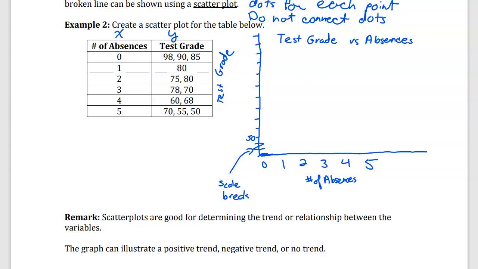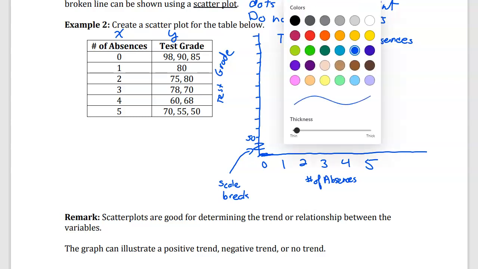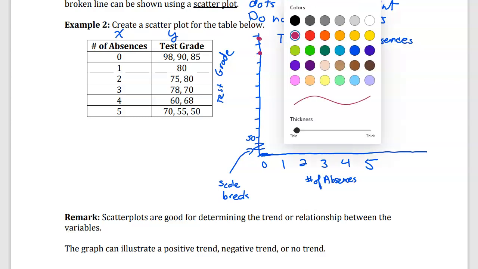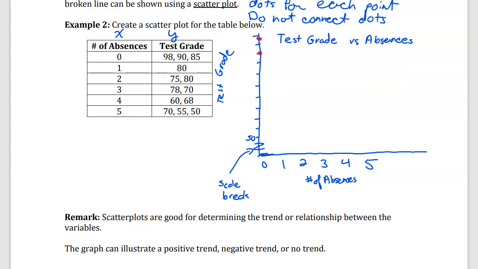Okay, so if we have 0 absences, and I'm going to make these a different color so we can see them a little bit better. 0 absences, we had a grade of 98. So that's going to be here. We had a grade of a 90. And I guess I better go in and fill some of these grades in. So that's a 60, 70, 80, 90, and 100. Now we'll go back. So here's a 90 and here's an 85. So these are my grades for an absence of 0.